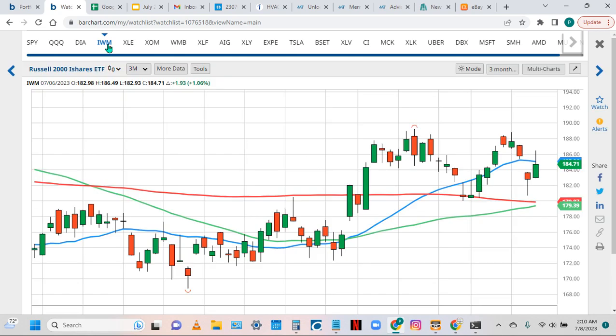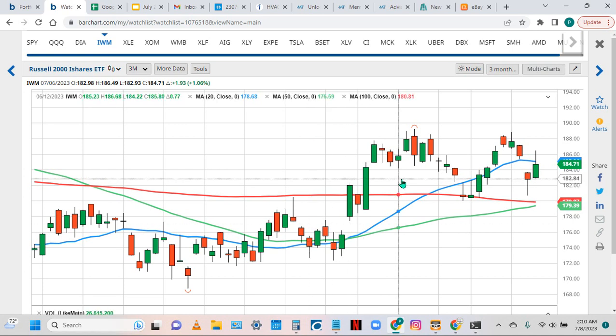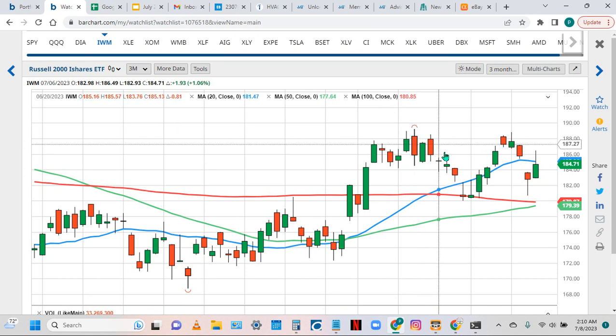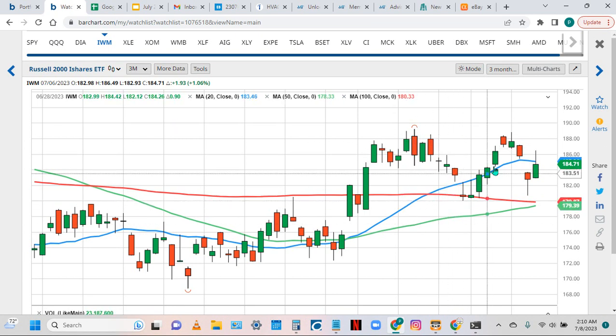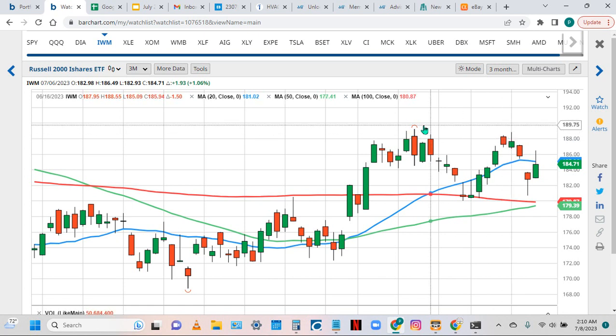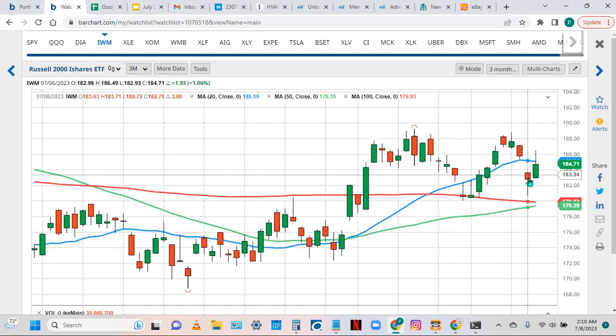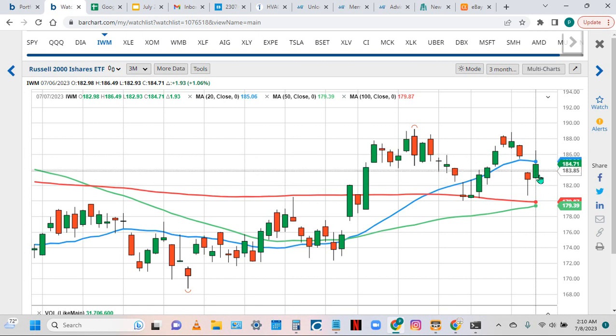IWM, which symbolizes the Russell 2000 index. Similar price action to the other markets. Had a new high in mid-June, and basically has given all that back. Again, making kind of a double top here. Gap down on Thursday, but actually closed stronger on Friday than the other markets. So that's interesting, that we had actually a gap up and a close up on Friday versus Thursday.